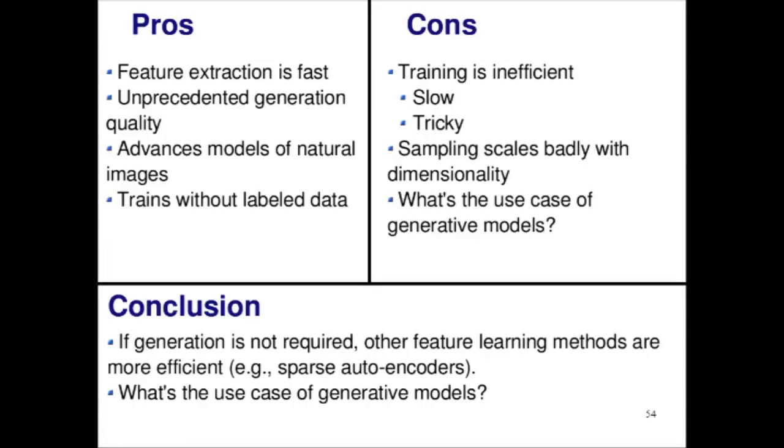So this is a pretty nice method, produces features pretty efficiently. It generates images of unprecedented quality, at least for the unconstrained distribution of natural images. It doesn't use labeled data. It produces features that are yet discriminative. The cons is that training is very inefficient because of the MC sampler. And it scales badly with dimensionality. And that's because MC doesn't scale well with that.